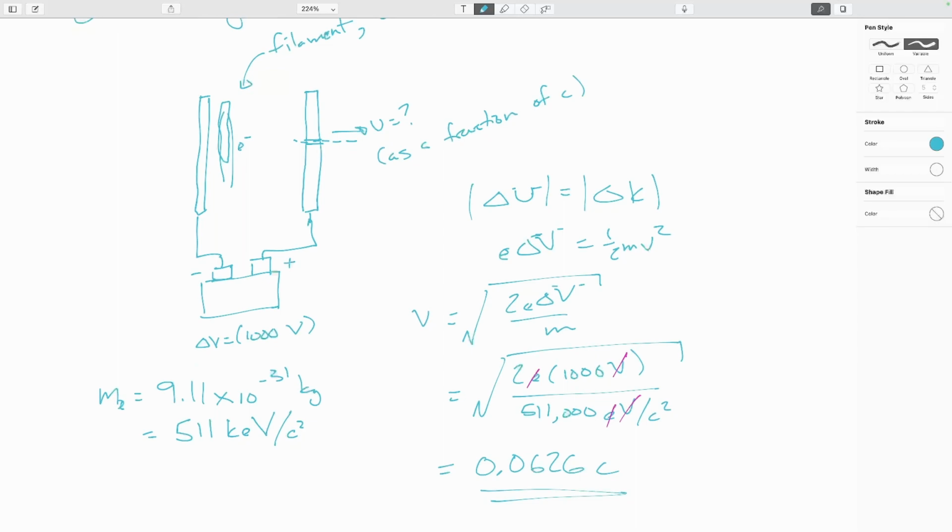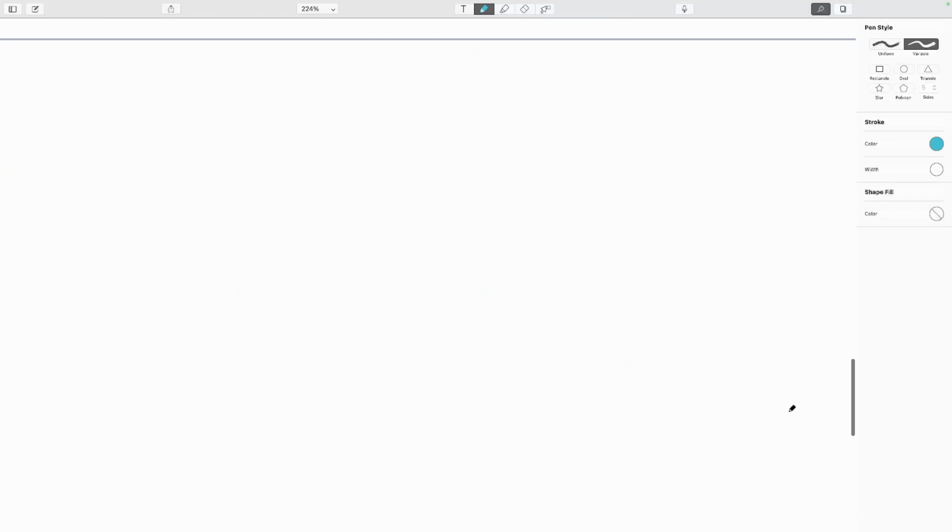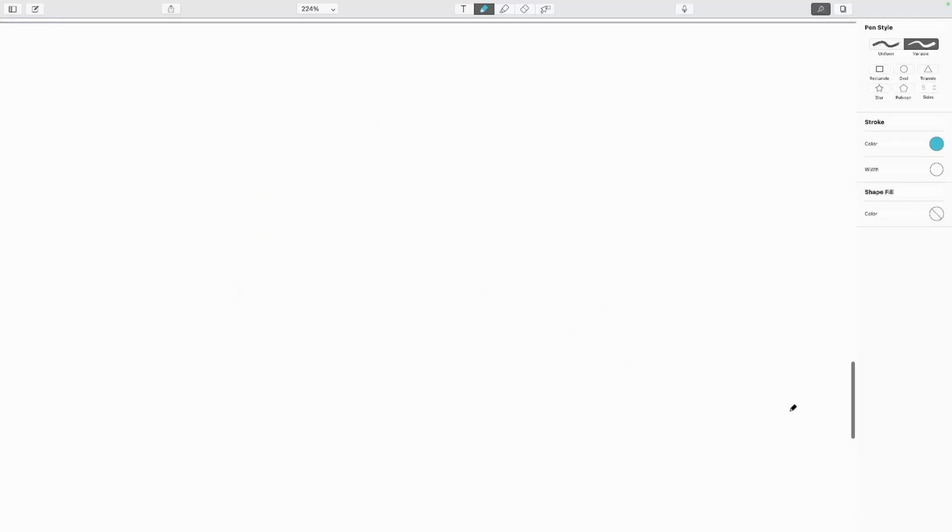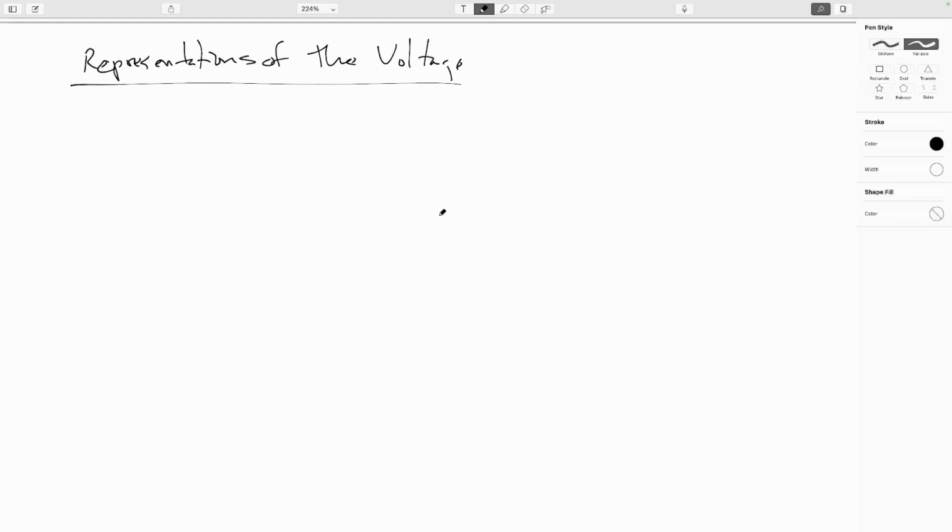Now, one of the other things I just kind of want to get into as a lead in to future videos, where we're thinking about how to get the electric field from potential, is there's going to be many different ways to represent the voltage. There are many different forms.